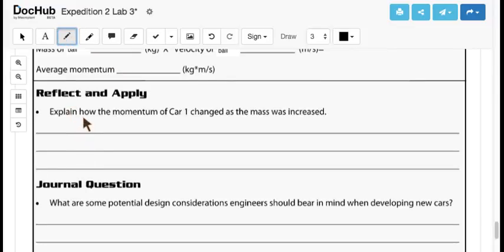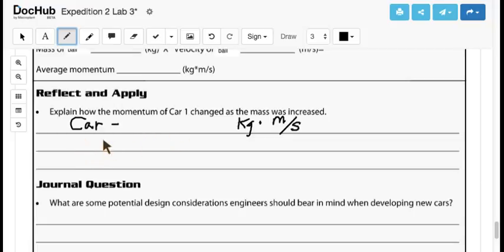So what happened when it was just the car? When it was just the car, you calculated the momentum to be what? And remember, the units for momentum are going to be kilograms times meters per second. And really, it needs a direction like north. So what was the car when it was just the car? What was its momentum? What did you calculate it to be?